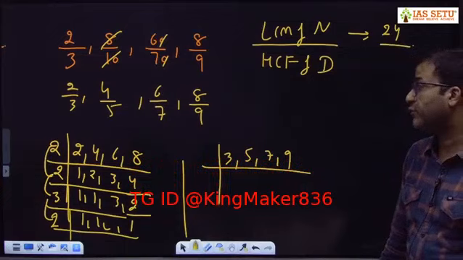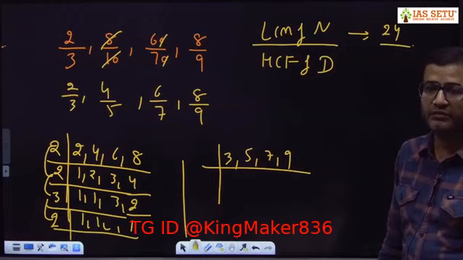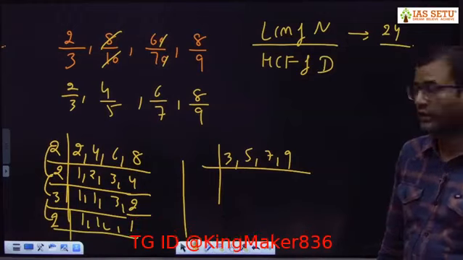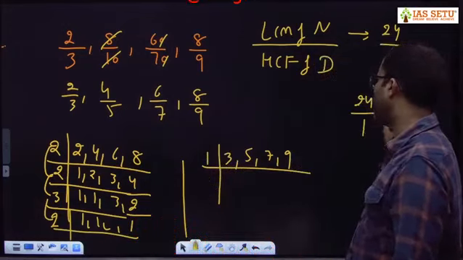Now what is the HCF of 3, 5, 7, 9? 3 and 5. 3 and 9 only give 3 common, but it should be common from all the numbers. So here the HCF is 1. So our answer is 24 by 1.